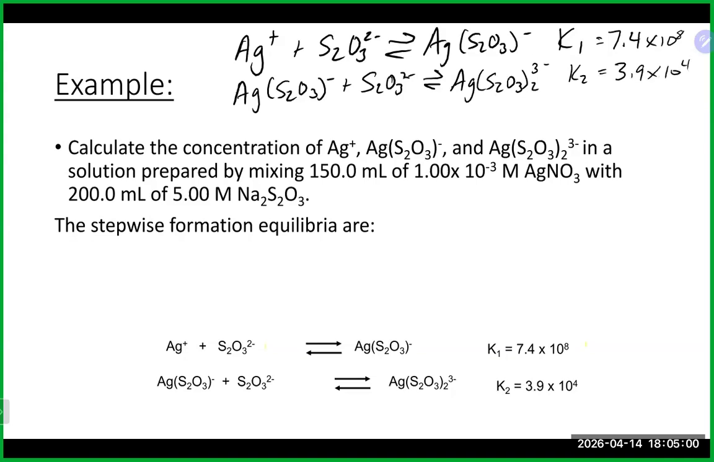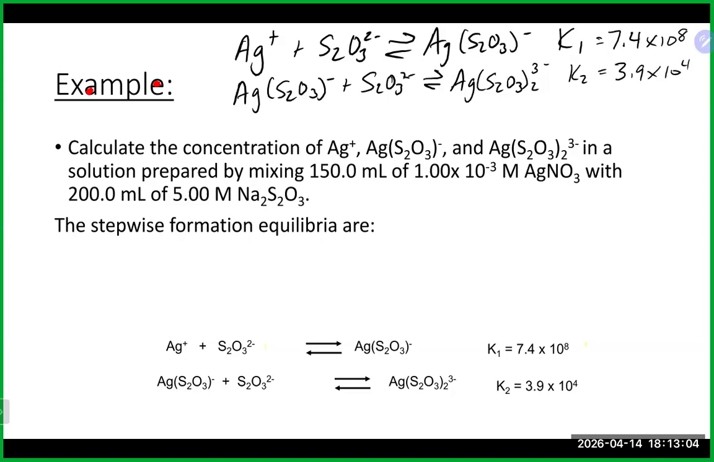In this case, we want to calculate the concentration of everybody. We're going to make a solution by mixing 150 milliliters of 1 times 10 to the minus 3 molar silver nitrate with 200 milliliters of 5 molar Na2S2O3. We want to know everybody's concentration along the way. So give it a go, see what you come up with. This is the stepwise fashion of what's happening. Again, you could add them together, get the overall reaction, and see what you come up with. All right, so work on it for a little bit, and we'll talk about it.